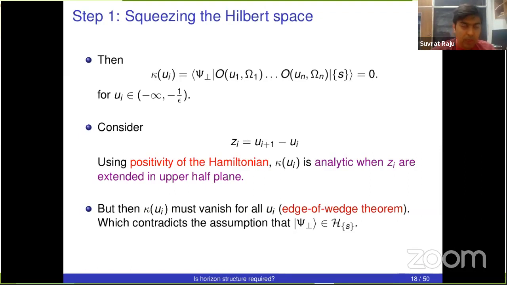But we know something else about this correlation function. And that is that if we assume that in the full theory, the Hamiltonian is positive, then this correlation function is an analytic function of the differences of the retarded times that appear inside this correlation function. And because it's an analytic function, you know that if it vanishes for u_i in this region, then in fact, using standard theorems in complex analysis, you can argue that it must therefore vanish for all real u_i. But that's in contradiction with the assumption that the state psi perpendicular was actually an element of the original Hilbert space, since that Hilbert space was also generated by acting with similar operators, but for arbitrary values of u. And so that tells you that such a psi perpendicular cannot exist.